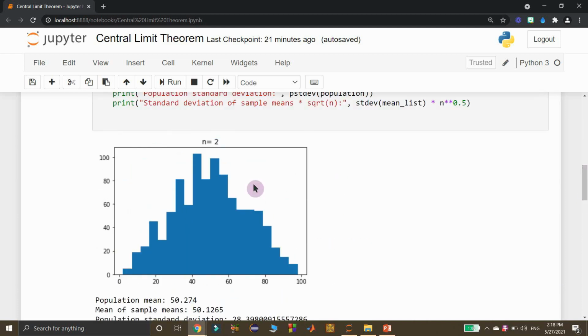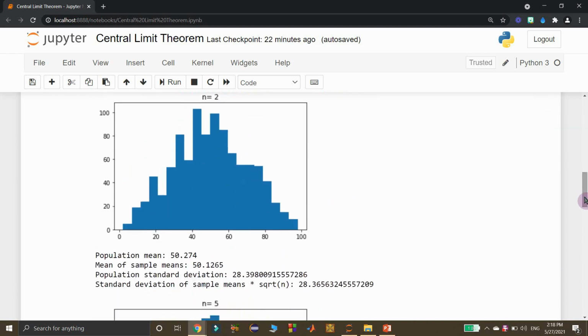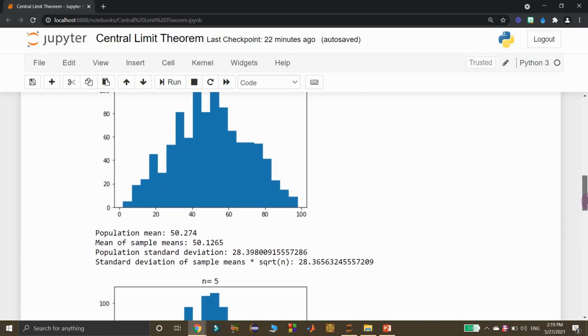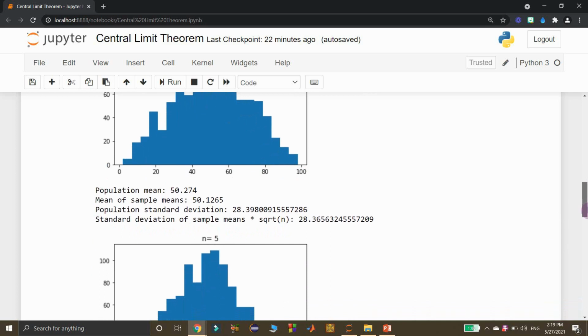When n is equal to 2, then we got the population mean. Already we know that it is 50.274, and the mean of the sample means is 50.1265, and the population standard deviation is 28.39. And then if you compute the standard deviation multiplied by square root of n, which will approximate the standard deviation, it is up to 28.36. And similarly we got those parameters for different sizes of the samples.